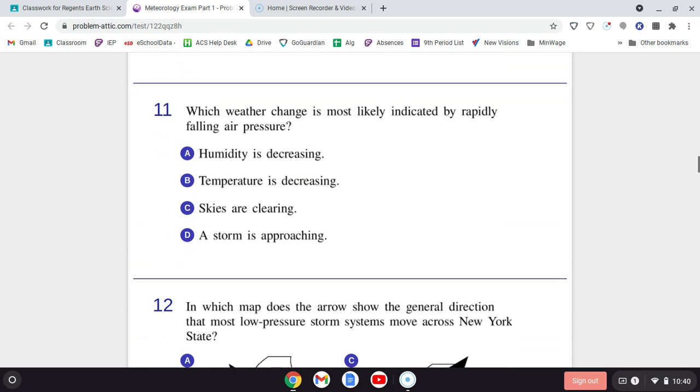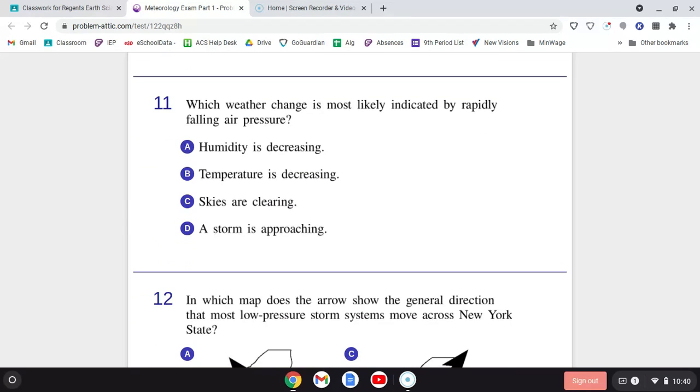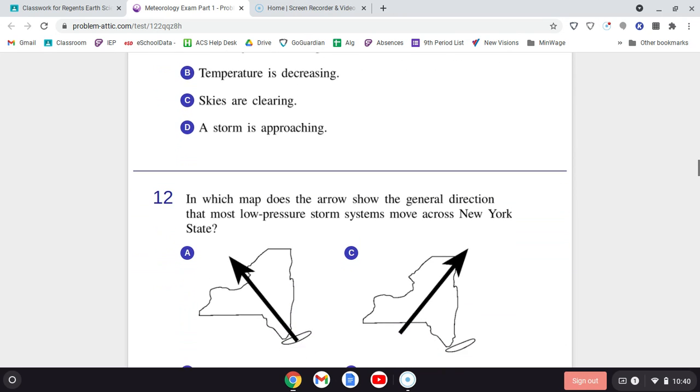Number 11. Which weather change is most likely indicated by rapidly falling air pressure? The air pressure is falling, so let's get rid of A. So which weather change is most likely indicated? A: temperature is decreasing, B: skies are clearing, or C: a storm is approaching. Falling air pressure.